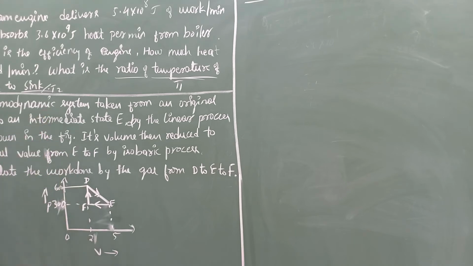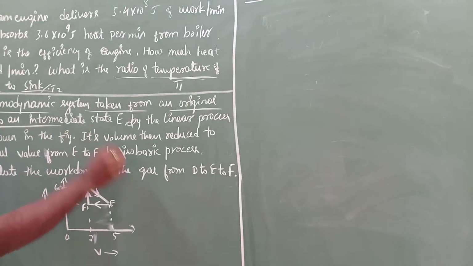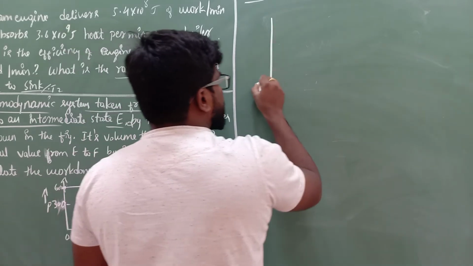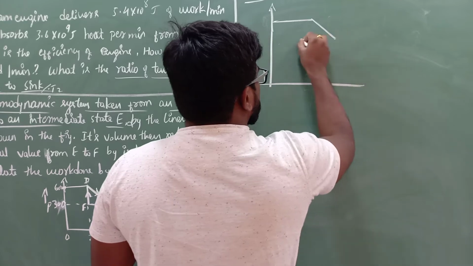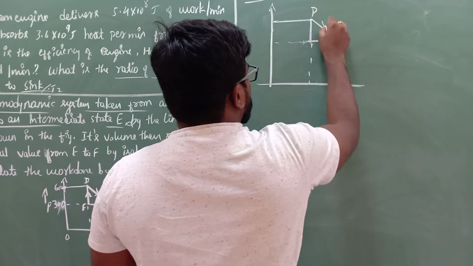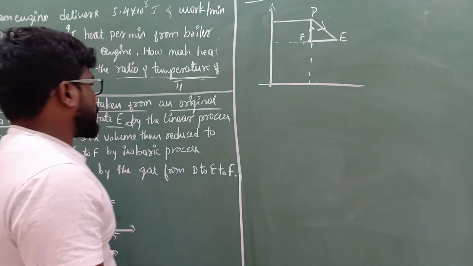Now the question is, we have a thermodynamic system taken from an original state to an intermediate state E. Let us take this as the original state D and the intermediate state E. So it is taken from D to E as shown in the diagram. I'll write here. This is D, this is E, and this point is F. So this is a thermodynamic system.